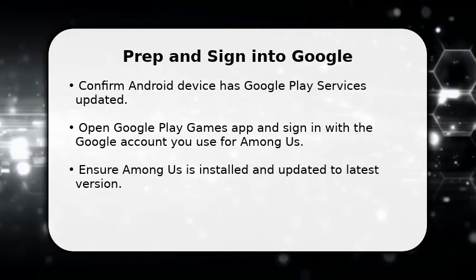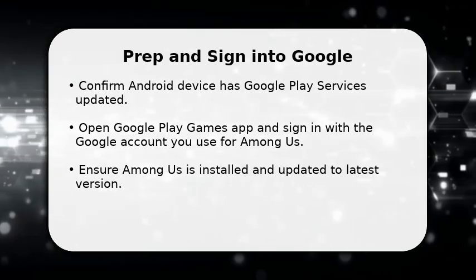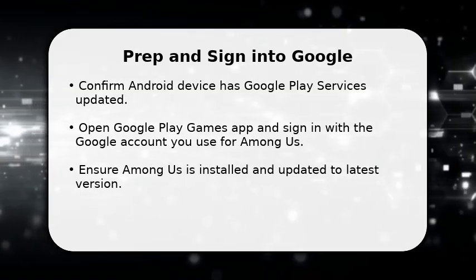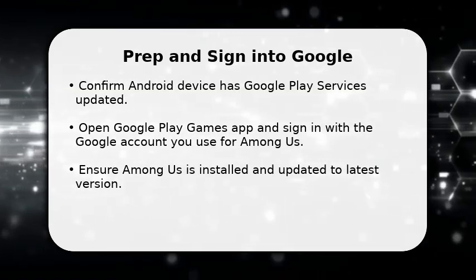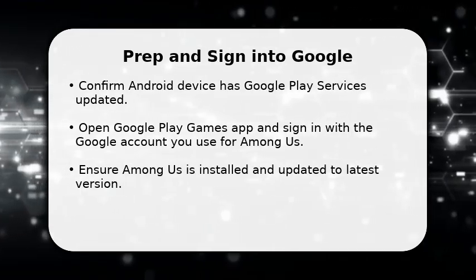You start by preparing your Android device. Update Google Play services and the Google Play Games app so authentication works smoothly. Next, open Google Play Games and sign into the Google account you plan to use for Among Us. This ties cloud saves and achievements to your profile.